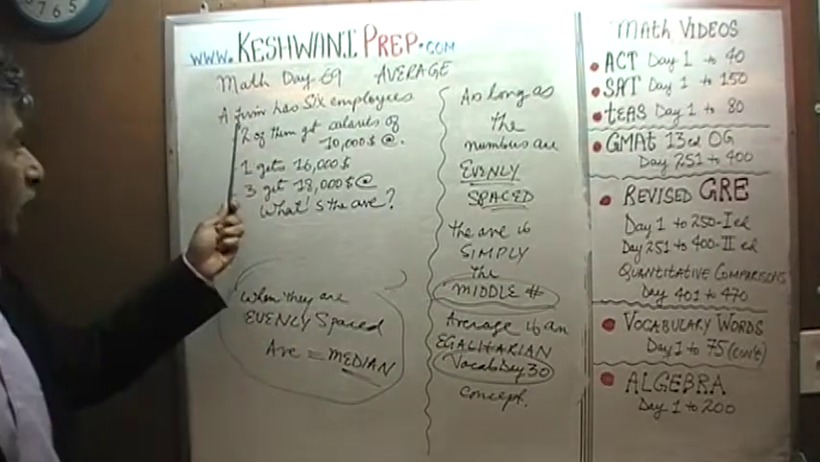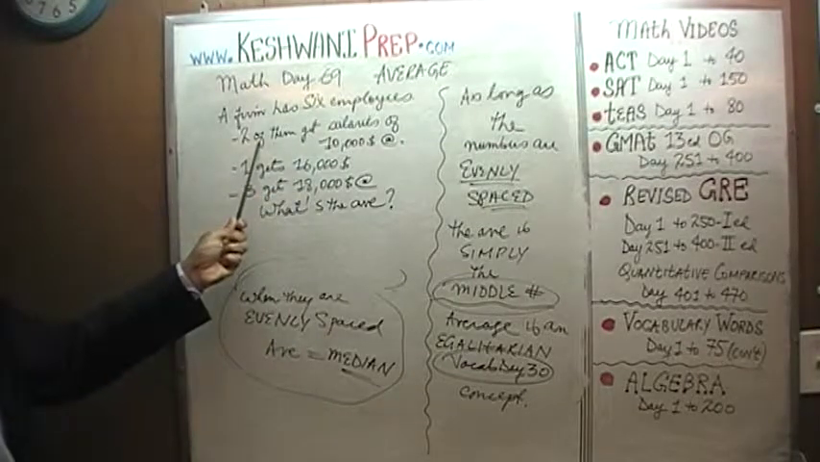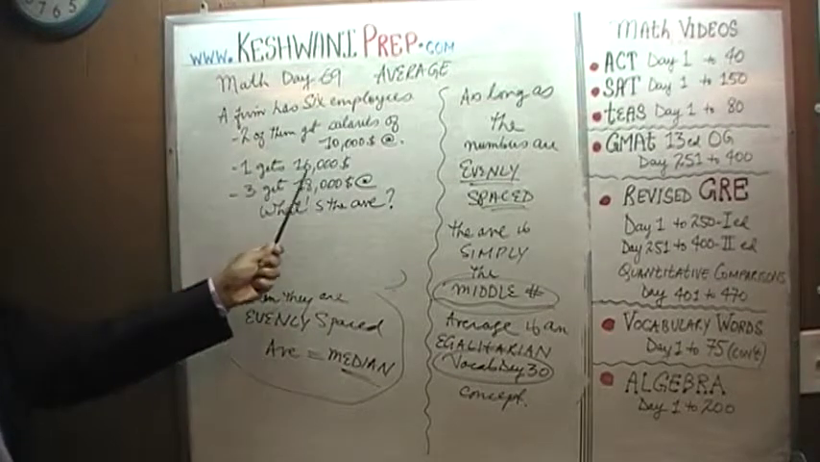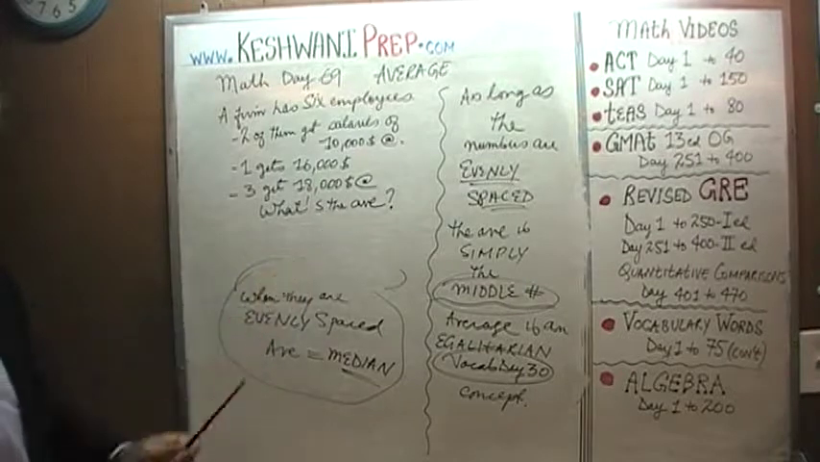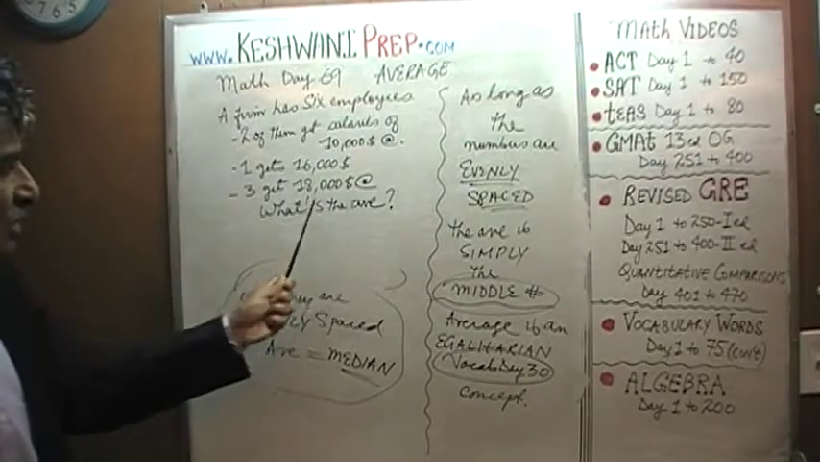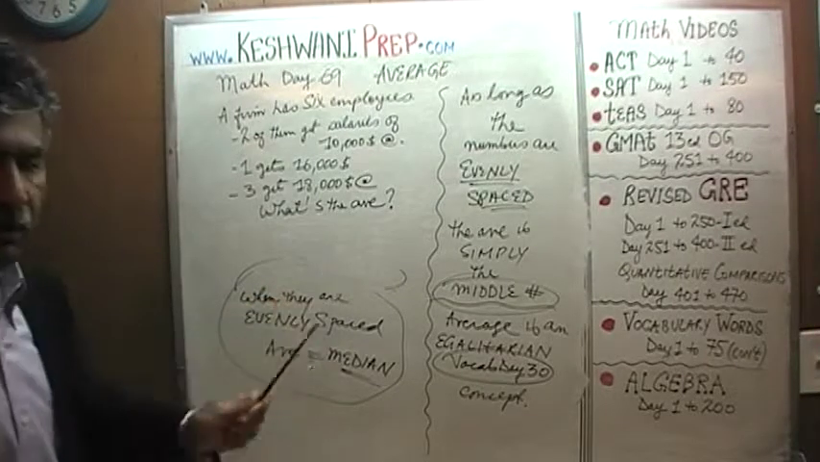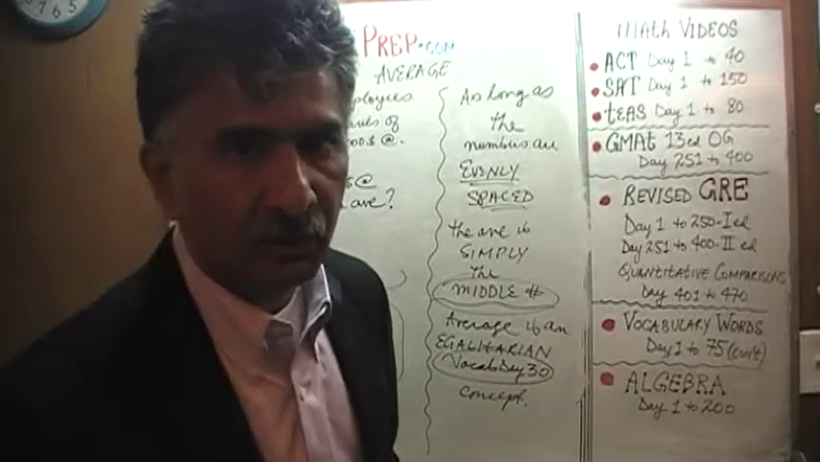Here's the problem. We are told that a firm has six employees. Two of them get a salary of $10,000 each. One person gets $16,000. The other three get $18,000 each. The question is very simple, very straightforward: what is the average? What is their average salary? What is the average salary of these six people?